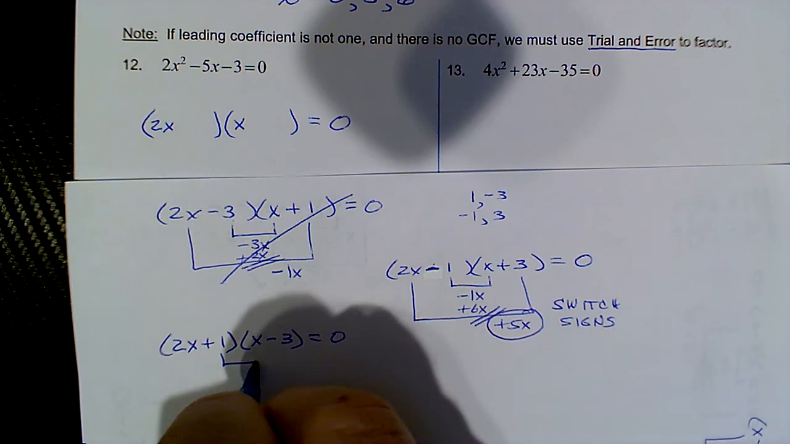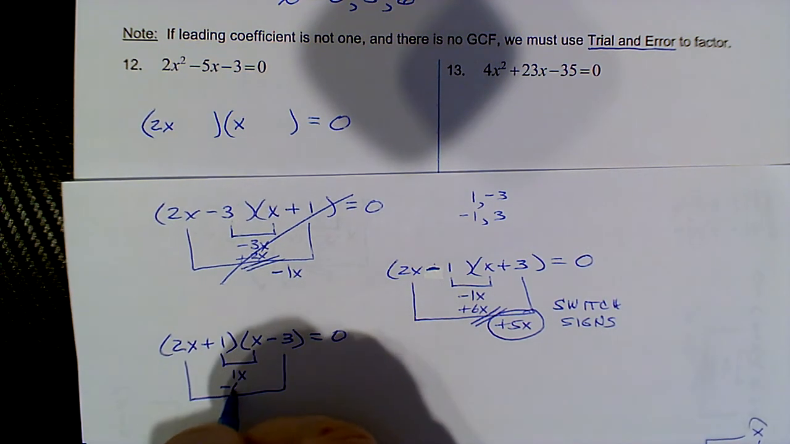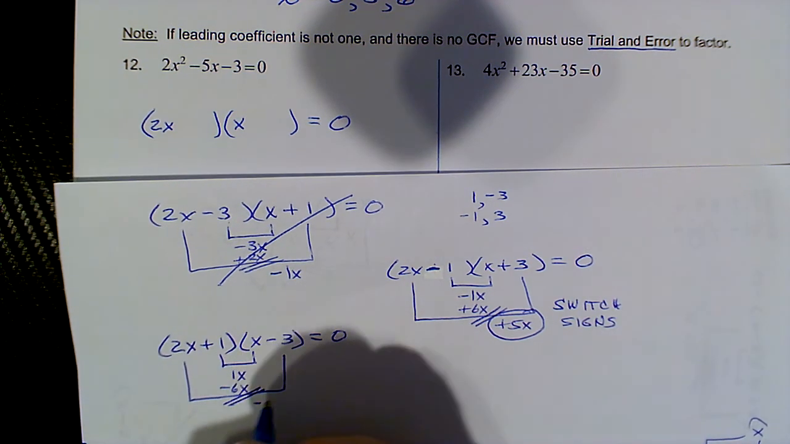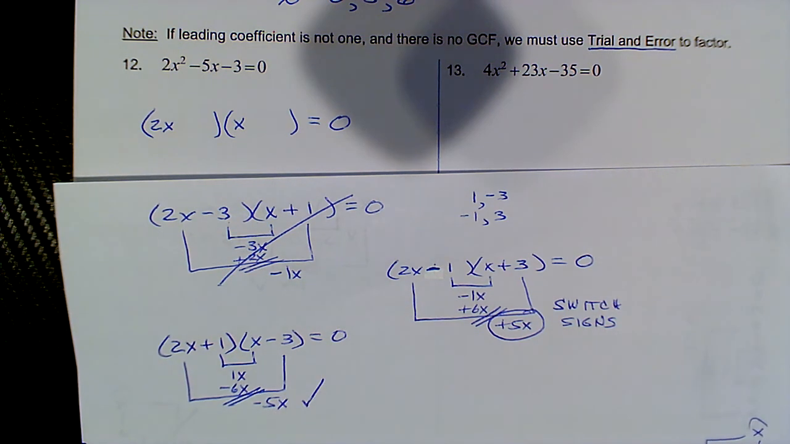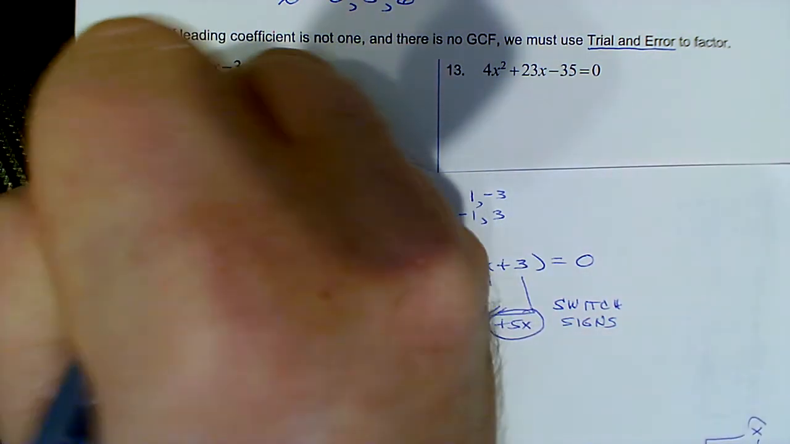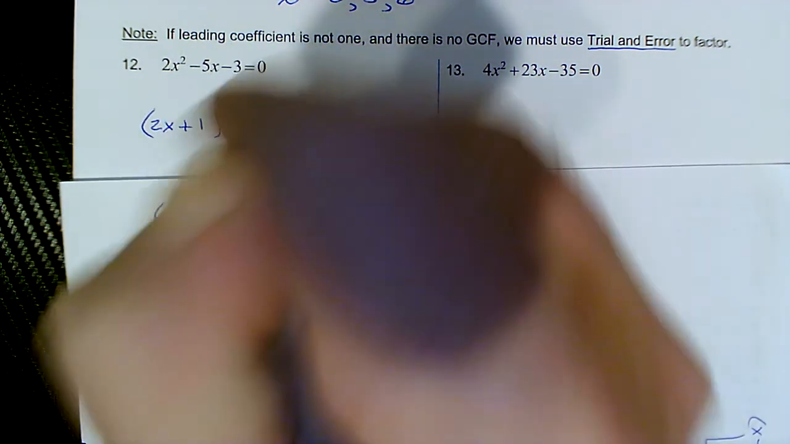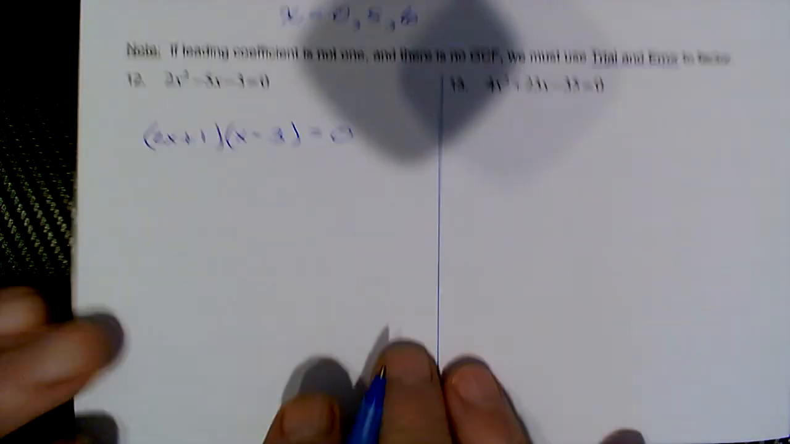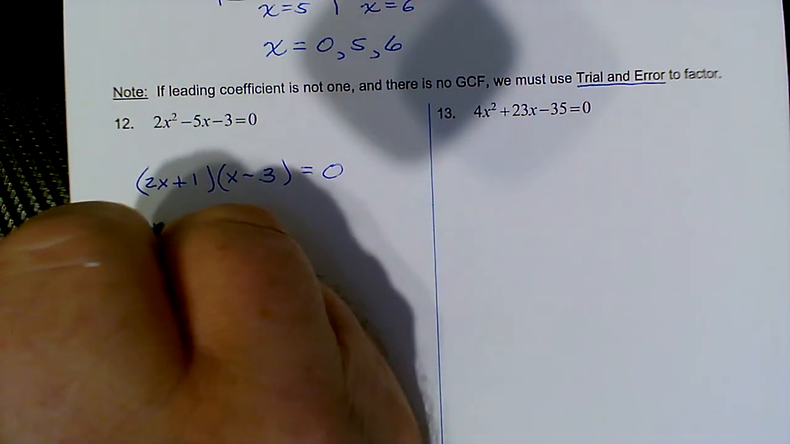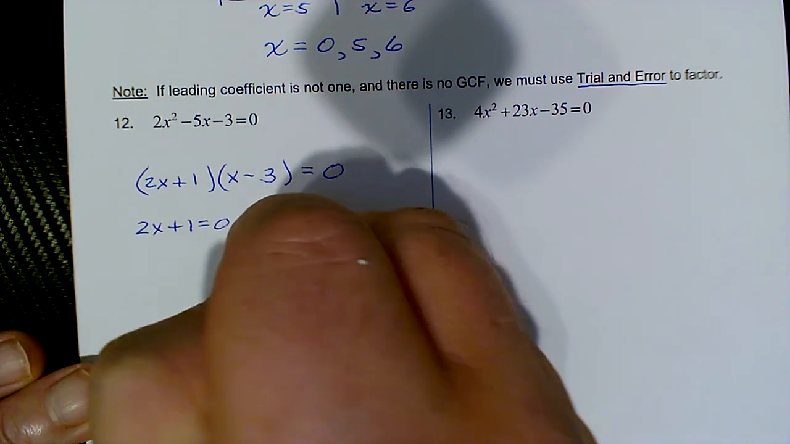And then we could check just to verify that we get the negative 5x's we were looking for. Okay, so 2x plus 1 and x minus 3. Alright, and then we set each factor to 0. So 2x plus 1 is 0, x minus 3 is 0.